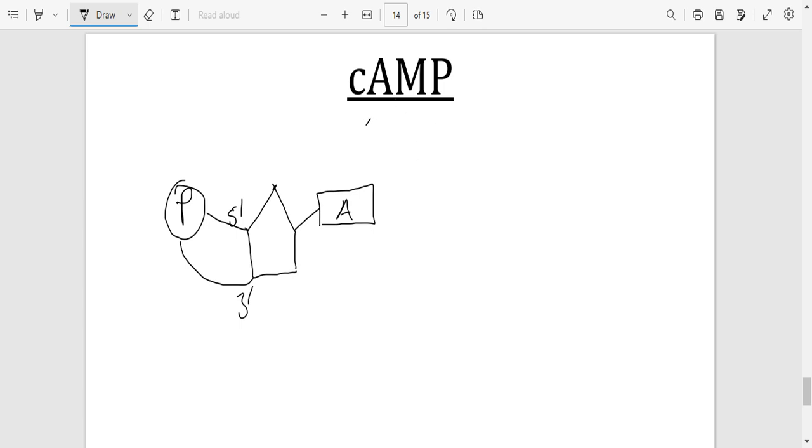Now, cyclic adenosine monophosphate has functions in the body. It regulates cell membrane permeability. Apart from that, it also modulates transcription and translation. So it has a lot of functions. In permeability, it is involved in the permeability of sodium ions, calcium ions, potassium ions, and also water in the body.